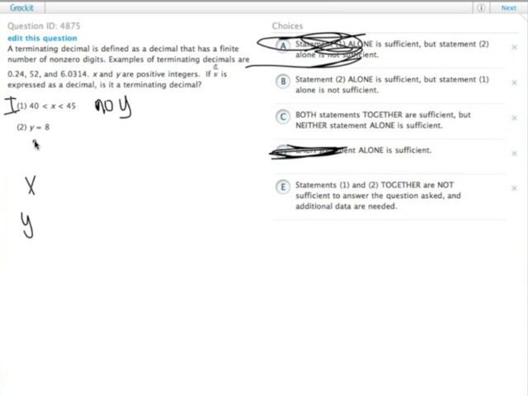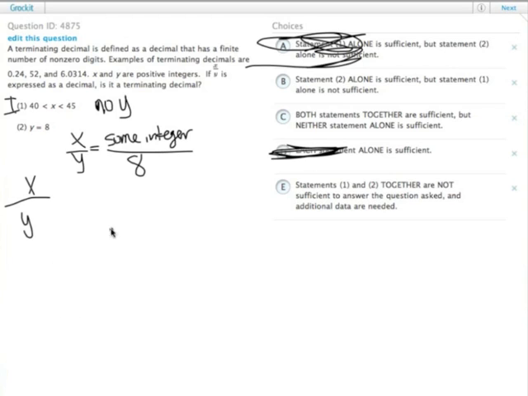Statement 2 tells us that y equals 8. So statement 2 is telling us that x over y is equal to some integer divided by 8. And I know I said at the beginning of the problem that x and y would be required to figure out whether there's a terminating decimal, but that's actually not entirely true, because any integer divided by 8 will be a terminating decimal.